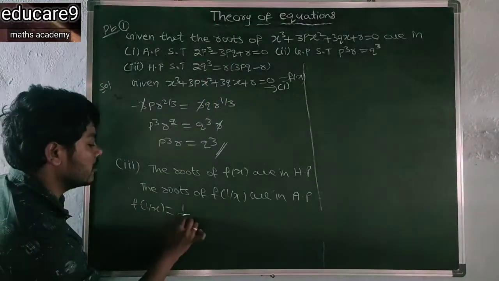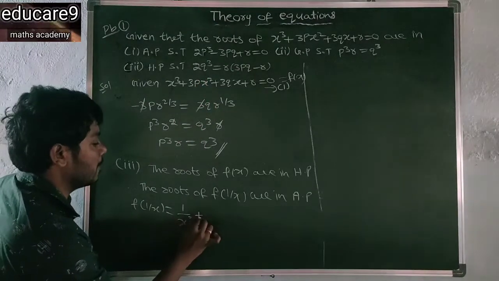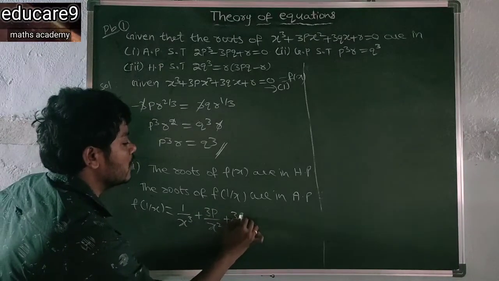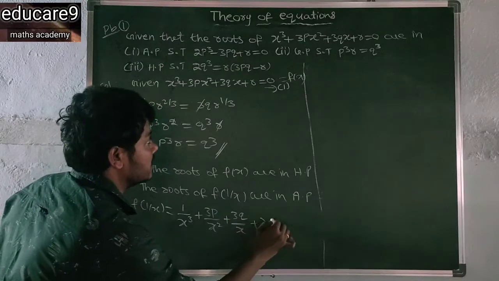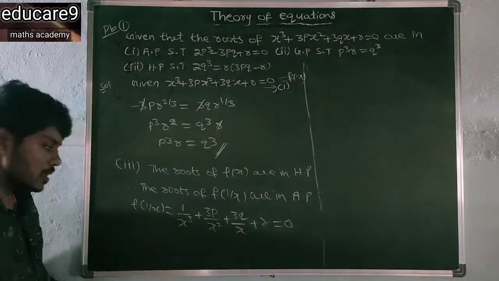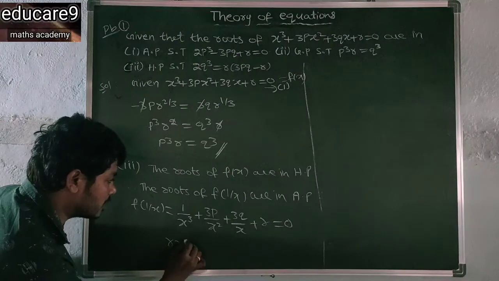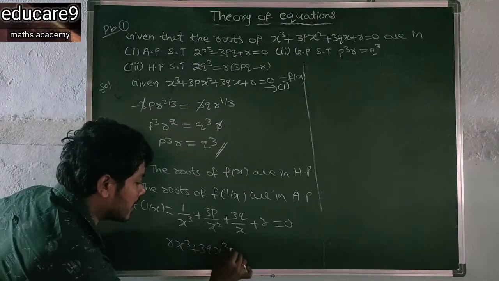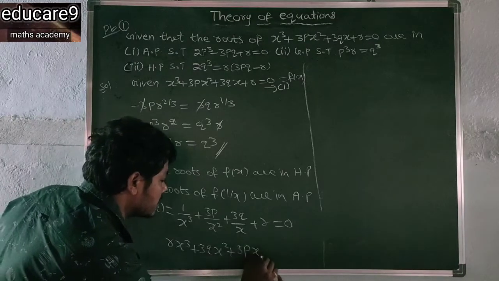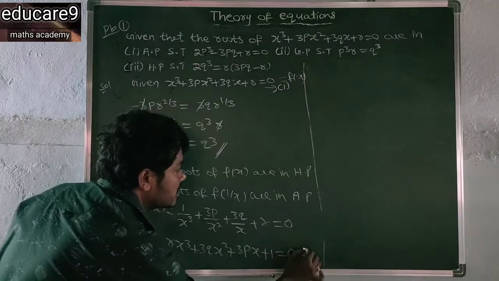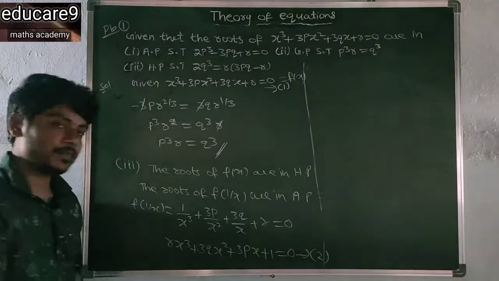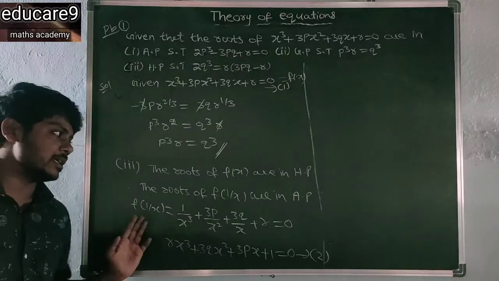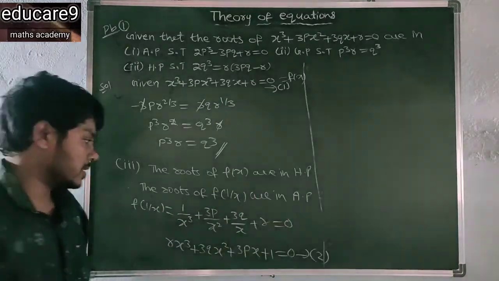You get 1 by x cube plus 3p by x square plus 3q by x plus r is equal to 0. Now this is what? r x cube plus 3q x square plus 3p x plus 1 is equal to 0. This is equation 2. So this is f of 1 by x. So in that case the roots are in AP.